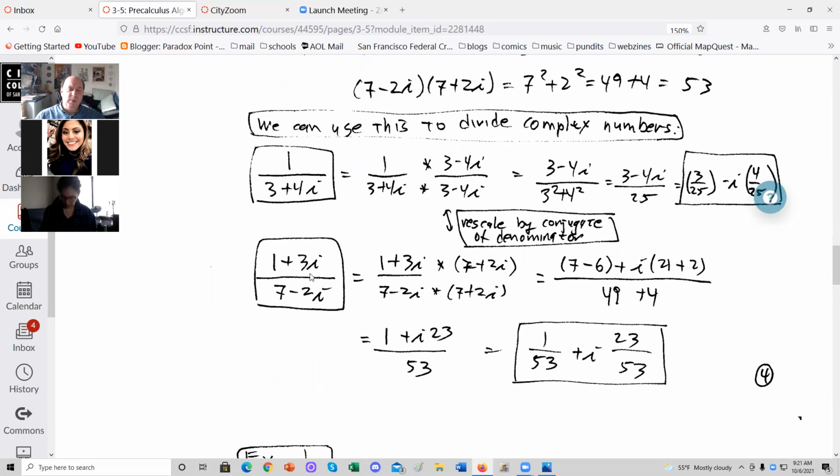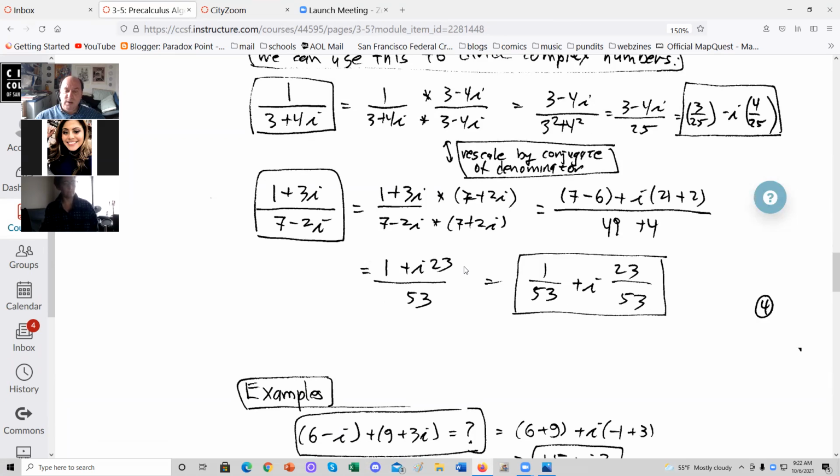Here we have a division. 1 plus 3i over 7 minus 2i. We'll multiply above and below by the conjugate of the denominator, 7 plus 2i. In both cases, we rescale the fraction by the conjugate of the denominator. All right, now, 7 minus 2i times 7 plus 2i is 7 squared plus 2 squared, 49 plus 4, so a 53 in the denominator. In the numerator, well, okay, 1 times 7 is 7, 3i times 2i is minus 6, 3i times 7 is 21i, 2i times 1 is plus 2i. After a bit of arithmetic, you get 1 plus 23i over 53. And, okay, breaking into real and imaginary parts, it's 1/53 plus i times 23/53.